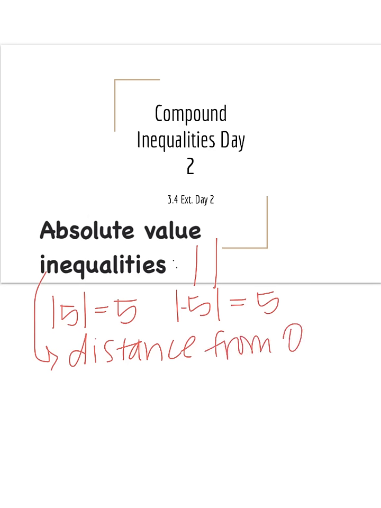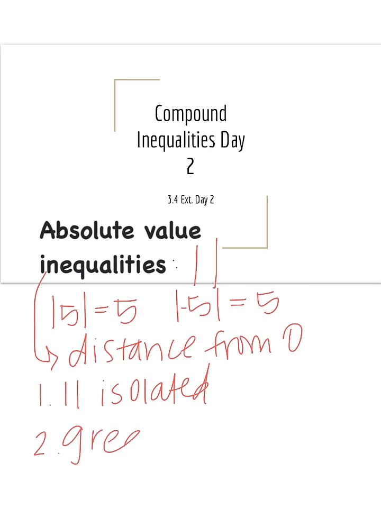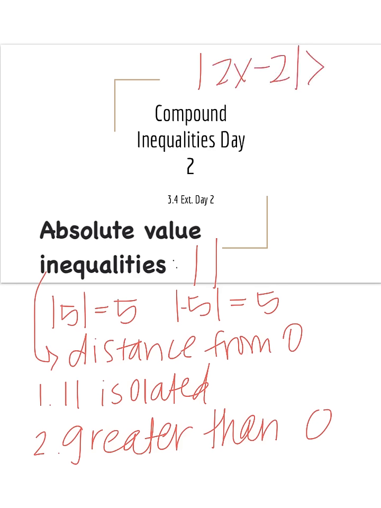So there are 2 big rules that we need to follow. The first is that absolute value must be isolated. And the number opposite the absolute value must be greater than 0, because the distance from 0 is just 0. So for example, if you have the absolute value of 2x minus 2 is greater than 6, this number right here has to be greater than 0, which in this case it is.